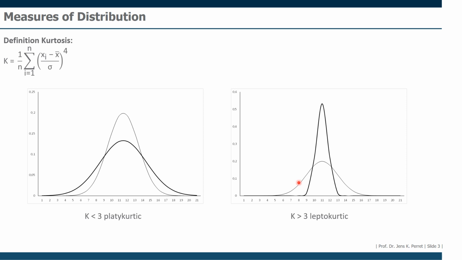That's actually an interesting point, because if, for example, you use Excel for the calculation of the kurtosis, Excel could also give you negative values. That's because even though Excel says it calculates the kurtosis, it actually calculates the excess.